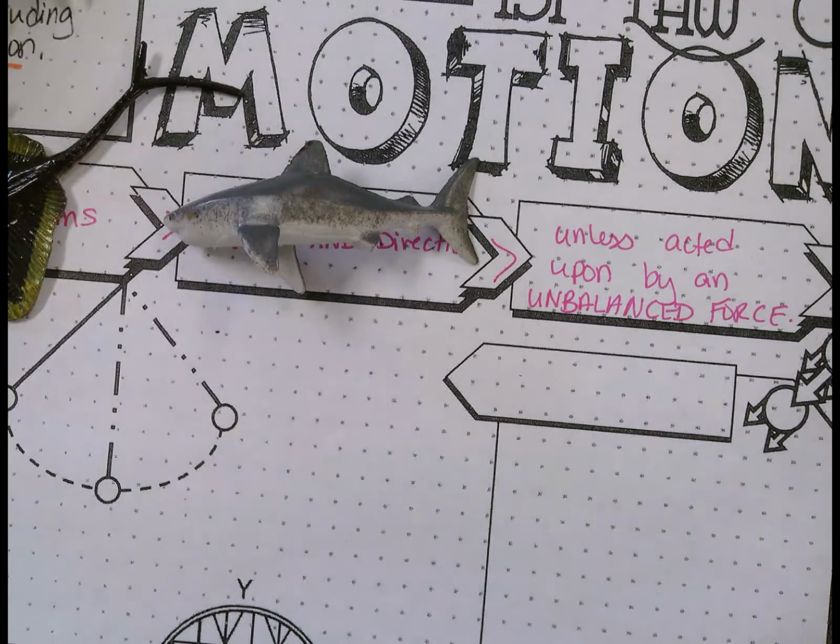All right, do I have any more aquatic animals? Oh, look at this, I got a sailfish. Cool. So I'm going to put him on there.